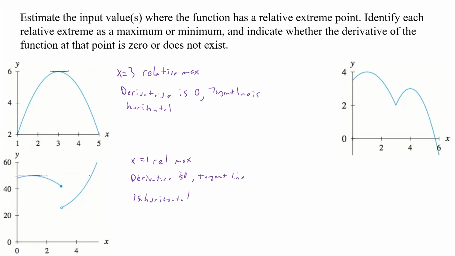Now, do we have anything else? No, that's not going to be a minimum. There's nothing else here that we can get. That's an endpoint, so that's not going to be a max. And so that's the only thing we can get here that's possible.